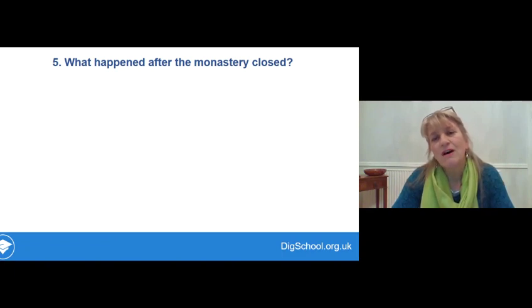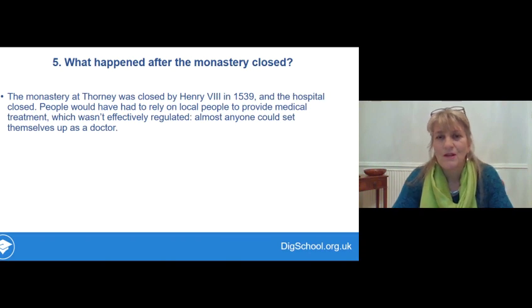So then what happened after the monastery closed? Well, it was shut down by Henry VIII in 1539 as part of the dissolution of all the monasteries across England. The hospital likewise closed. People thereafter would have had to rely on local people to provide medical treatment, and this really wasn't regulated at all. Almost anyone could set themselves up as a doctor.